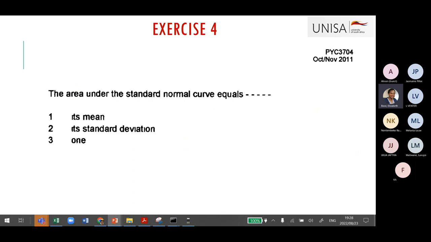Okay, this is just another property that you need to know. The area under the normal curve equals to: is it equal to its mean? Is it equal to its standard deviation? Or is it equal to one? The area under the curve, which means the sum of all the values or the probabilities under the curve, it's one. Number three.